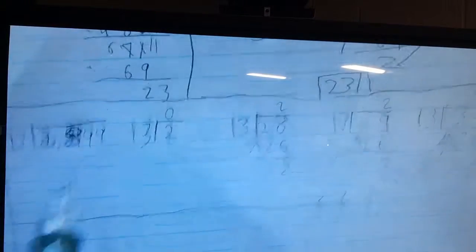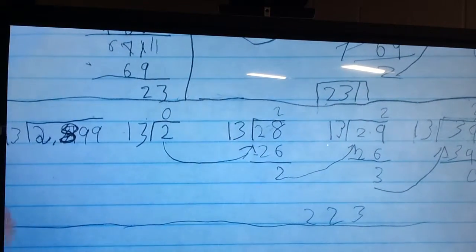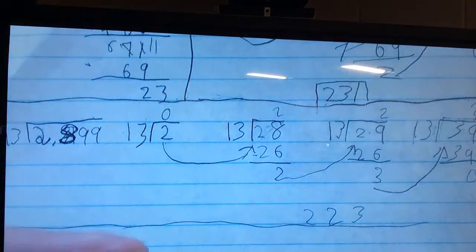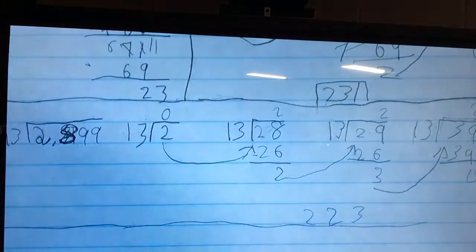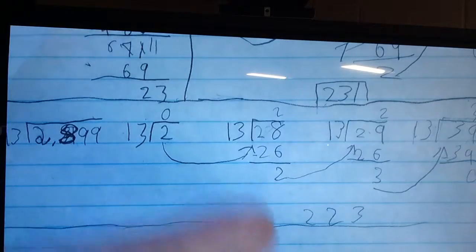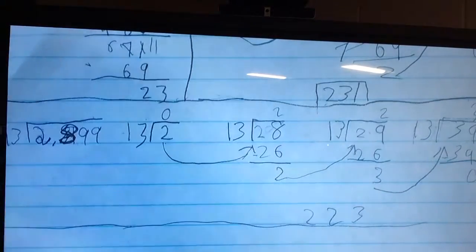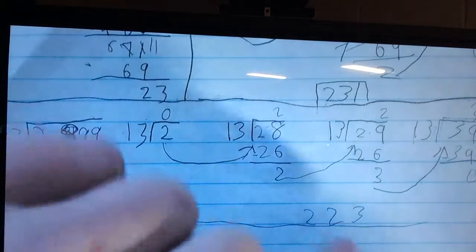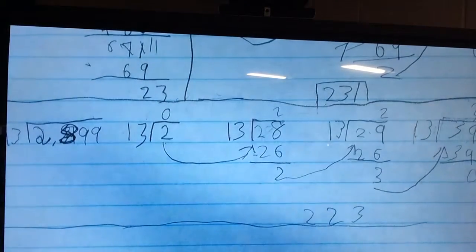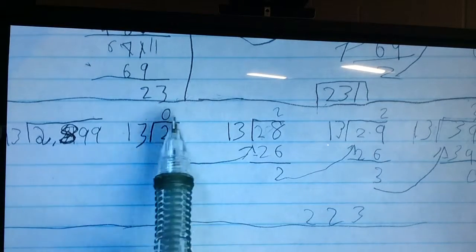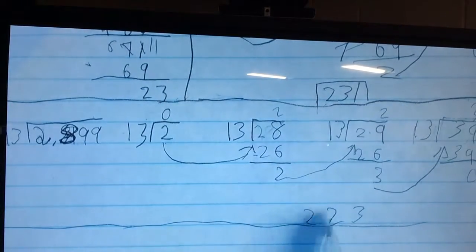then I got 28, and then I did 13 times 2, and then I got 26, and then I got 2, and then I brought it over to the 13 and 9, and then I did 13 times 2, and then I got 26, and then I got 3, and then I went back over to 13 and 9, and then I brought my 3 over to 13 and 9, and I got 39, and then 13 times 3 is 39, and then I subtracted them and got 0, and for the complete answer I left out the 0, and I got 2, 2, 3, and that was my complete answer.